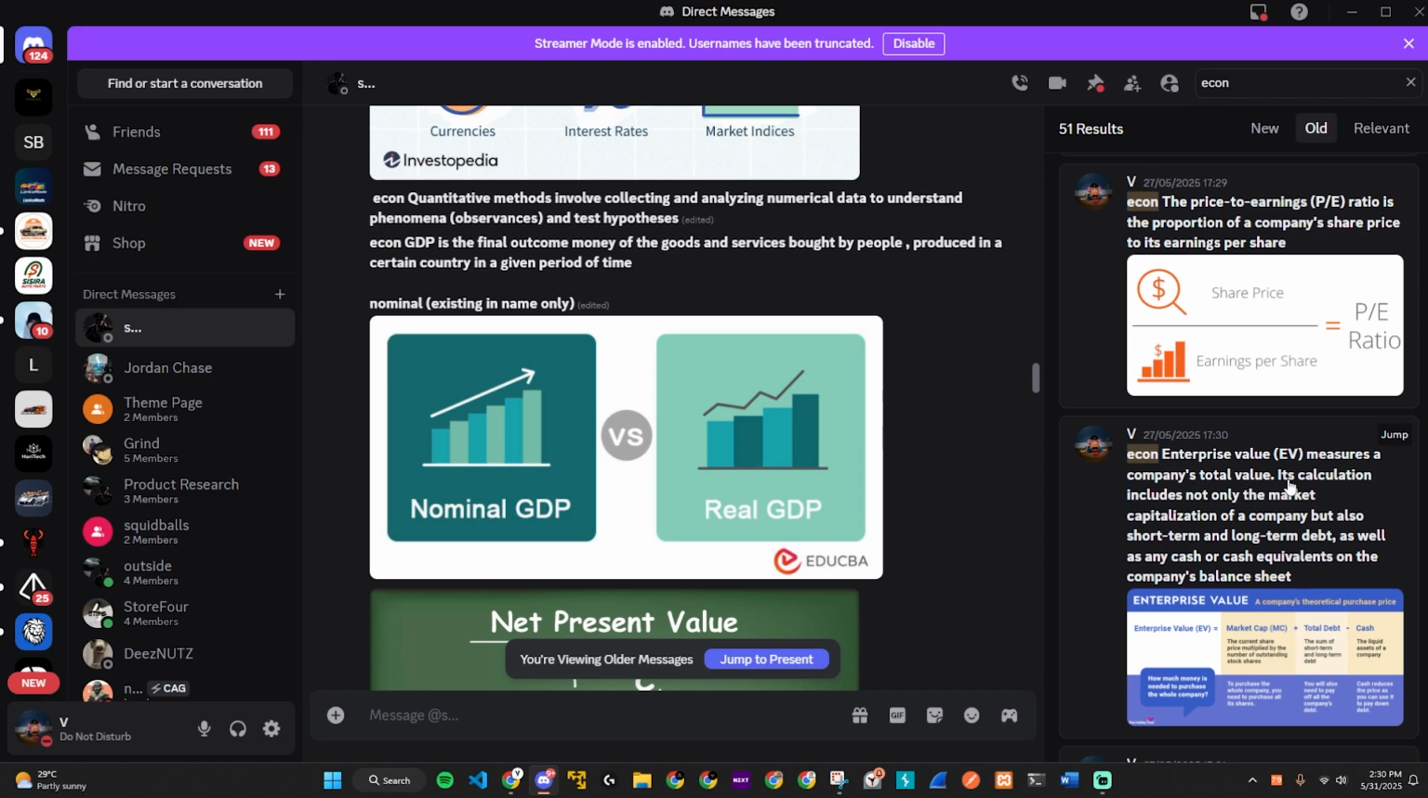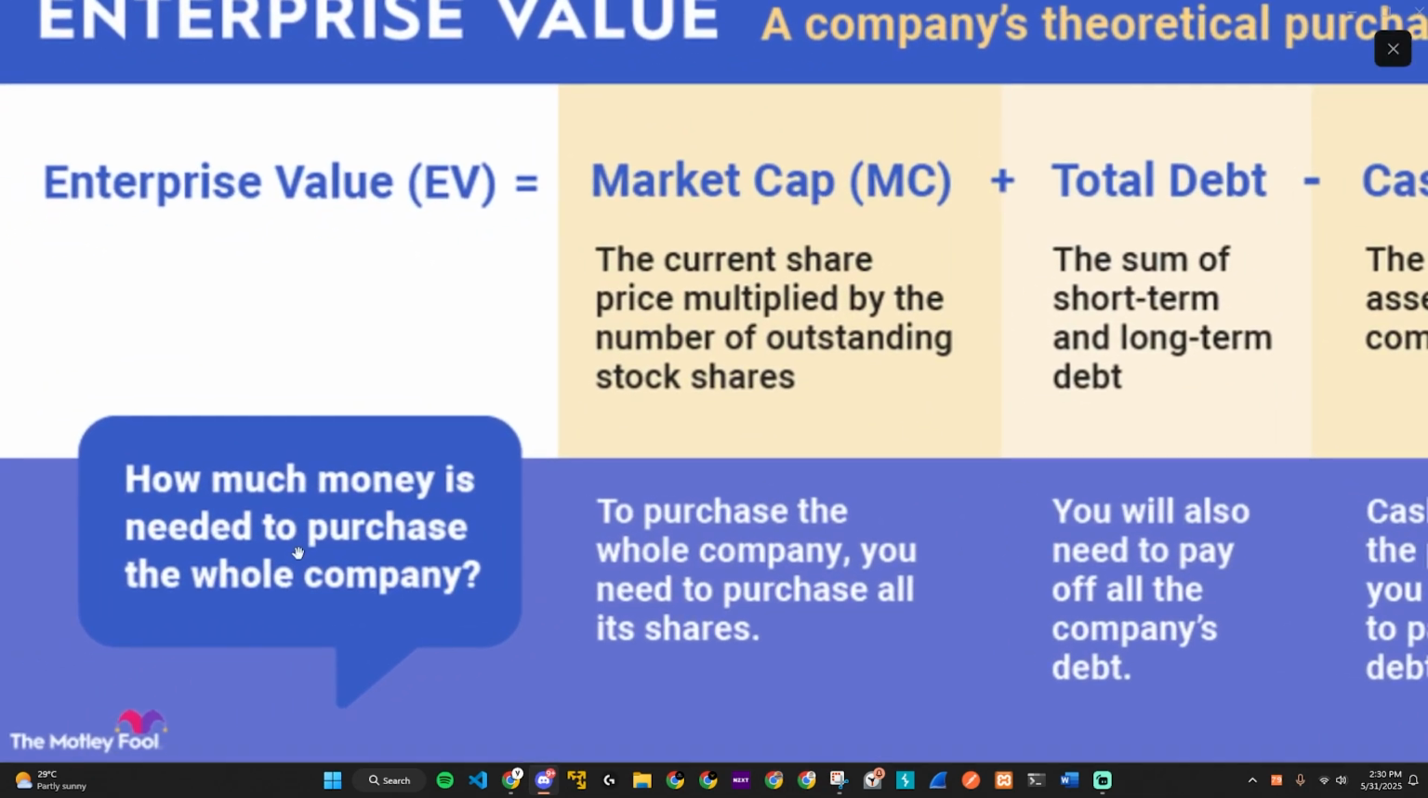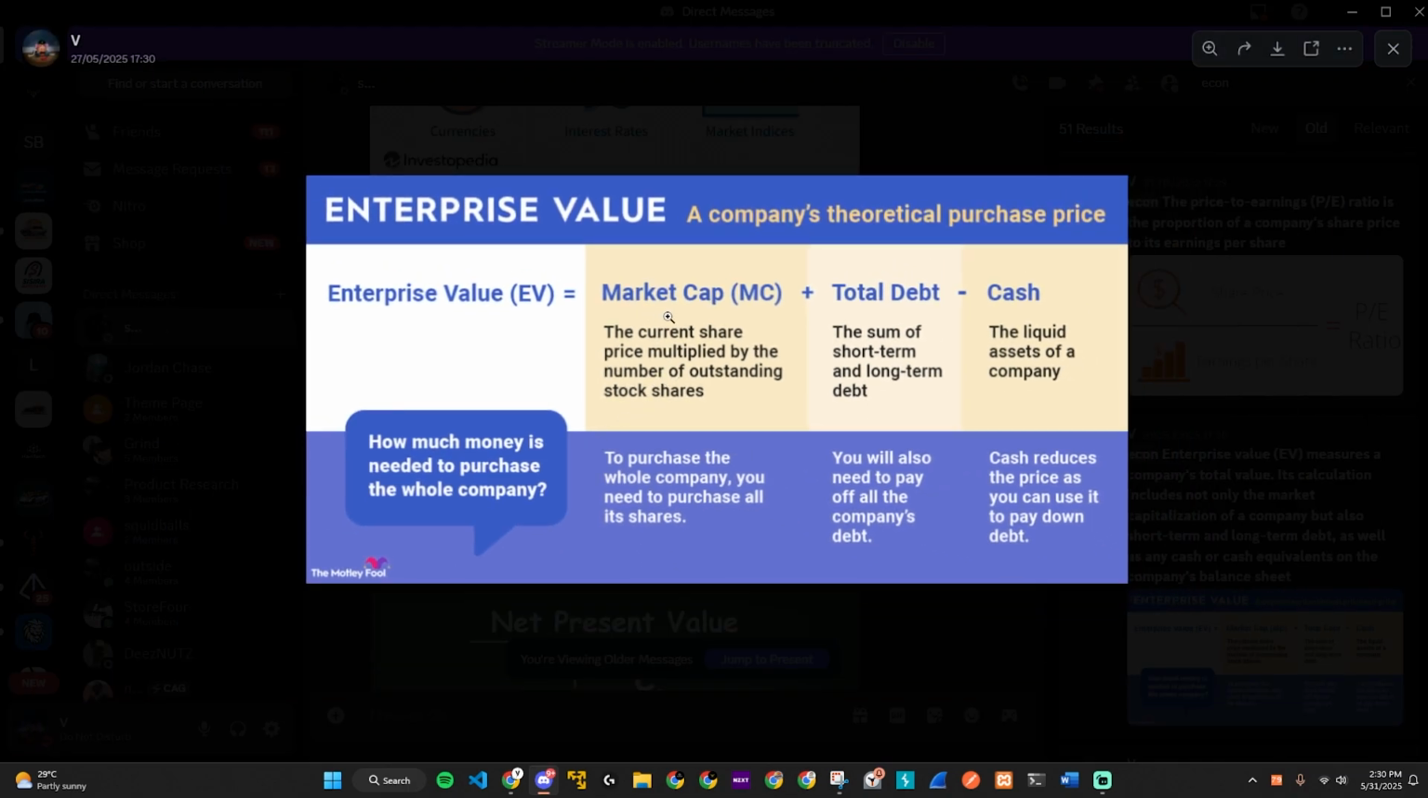Enterprise value measures a company's total value. Its calculation includes not only the market capitalization of a company, but also short-term and long-term debt, as well as company cash or cash equivalents on the company's balance sheet. How much money is needed to purchase the whole company? So enterprise value is how much money is needed to purchase the whole company.